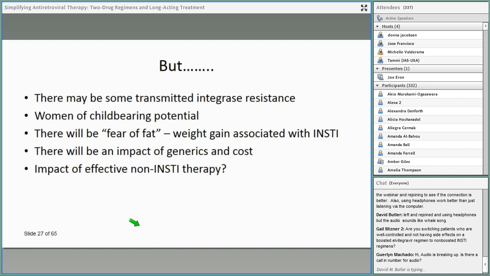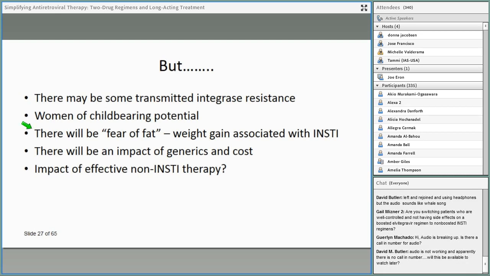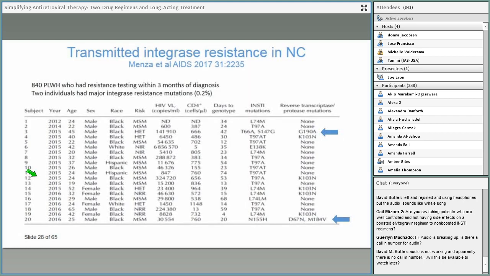cohort here at UNC. But there may be some reasons to worry about integrase inhibitors, and people may have questions about that. And there may be some reasons to worry about integrase inhibitors plus TAF-based regimens. Well, what about transmitted integrase resistance? How common is that? What about women of childbearing potential? Many people have probably heard about the observation of neural tube defects in the Suppression study in Botswana. There's now, I think, fear of fat. I think it's pretty clear that some of our patients, when they go on integrase inhibitors, perhaps plus TAF, have substantial weight gain. Is that something to worry about? There may be an impact of generics and cost, and this is where two-drug therapy may come in. And, well, is there effective non-integrase therapy? And that's an important question.